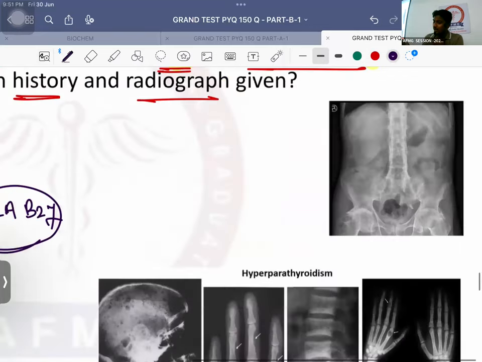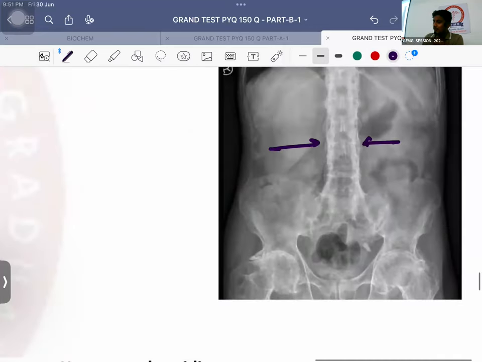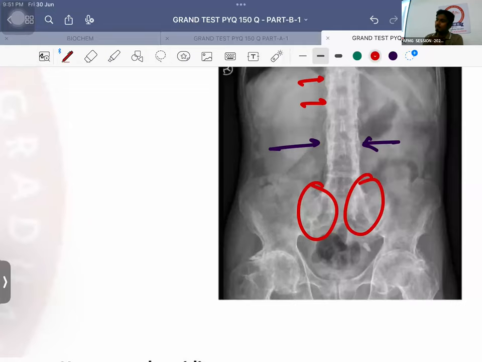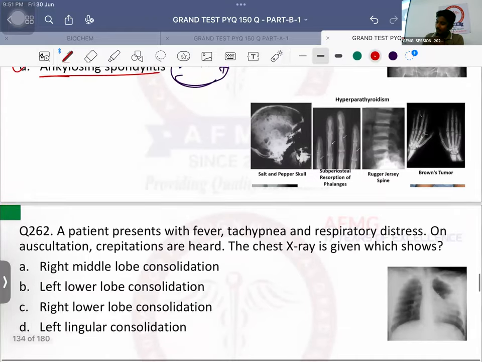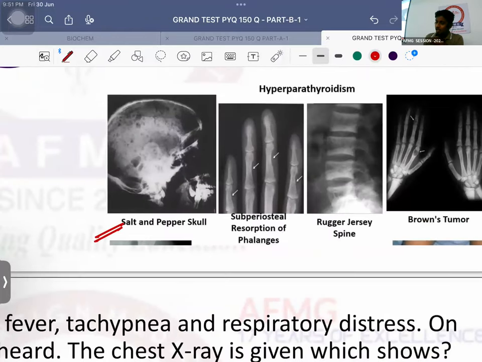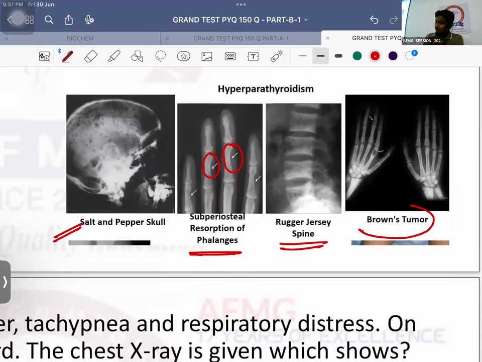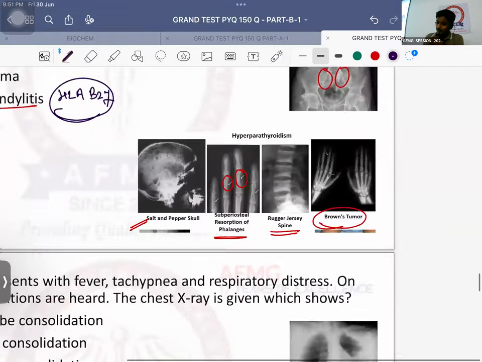No issues with this. Ankylosing spondylitis: calcification of all the ligaments causing trolley track sign, along with bamboo spine seen due to fusion of the vertebral bodies and bilateral sacroiliitis. Okay, so this is what is hyperparathyroidism. I've already told you, salt and pepper skull, subperiosteal resorption of phalanges usually. Can you see? Then Rugger jersey spine and Brown's tumor.